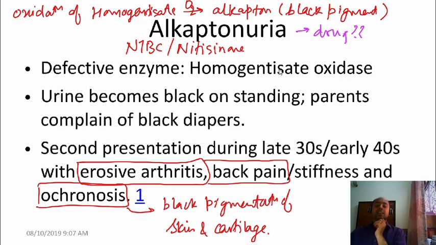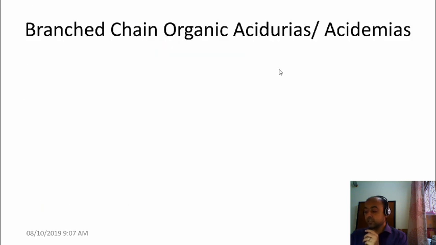So this is the second very important cluster of the inborn errors of metabolism. The first cluster was the urea cycle disorders. The second cluster is the phenylalanine tyrosine metabolism defects. Now, besides this, we have a group of disorders called the branched chain organic aciduria or acidemia. If you examine the urine, then aciduria. If you examine the blood, then it is called acidemia.